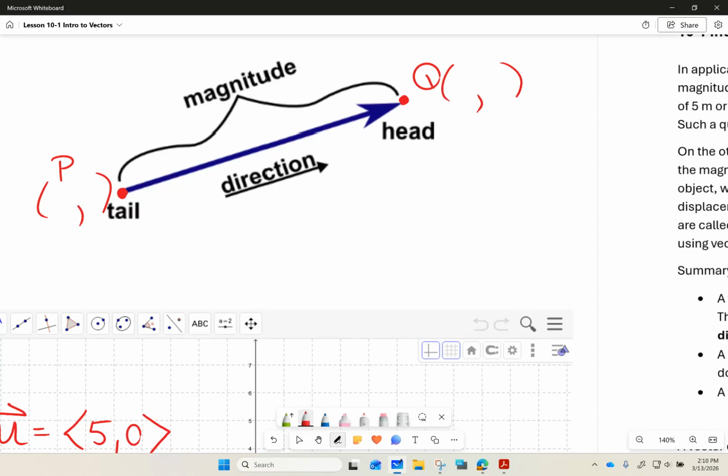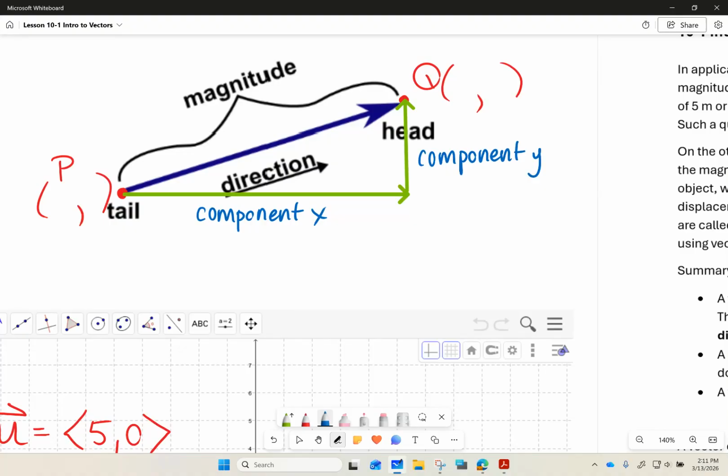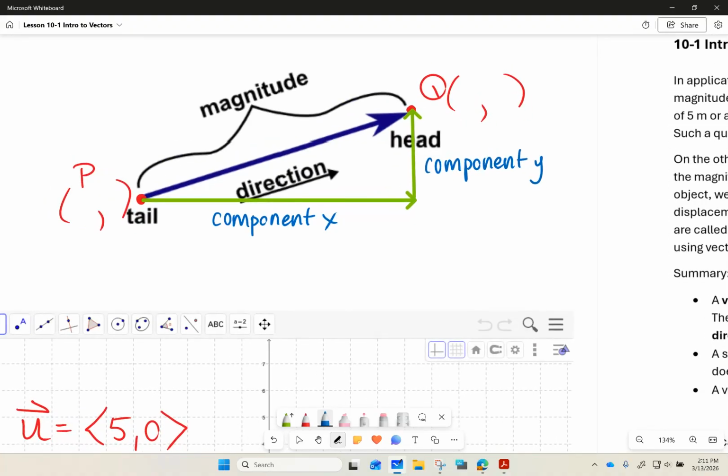If I'm asking you to find the components of PQ, what I'm asking you to find is what's in green. This is the X component, and this here is the Y component. That's what I'm actually asking you to find, okay? This is component X, and this is component Y.